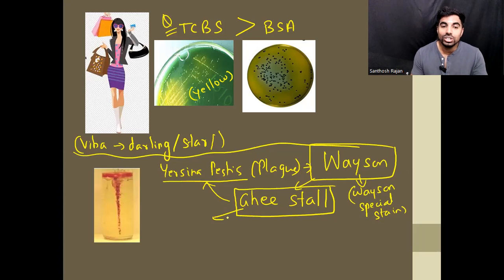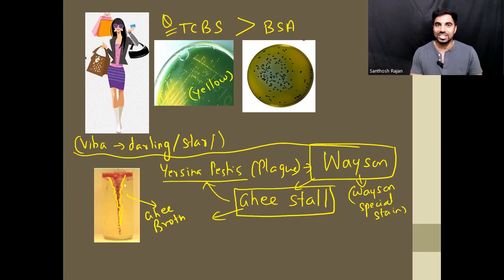Ghee stall, because in the broth, it becomes a ghee broth. In ghee broth, you see this growth. Not the inverted fir tree. Inverted fir tree is for anthrax, it's gone. But in this ghee broth, this growth is called stalactite. Stalactite. It's called stalactite growth. That's what I said. Ghee stall. Ghee stall.